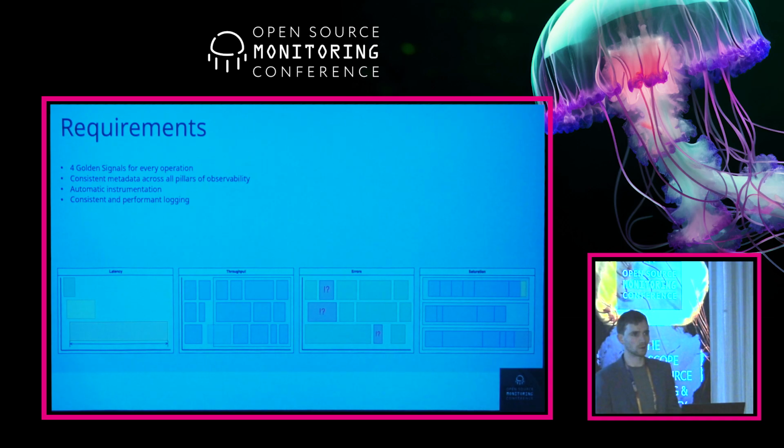So what are our requirements, right? If you're familiar with the Google SRE handbook, it talks about the 4 golden signals. So that's latency, throughput, errors, and saturation. And so really what we wanted is to track the 4 golden signals for every operation in our services. And we wanted the metadata to be consistent across all of the pillars of observability.